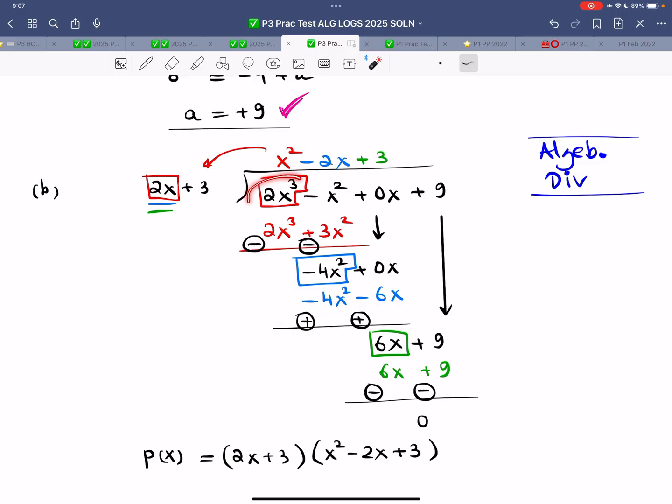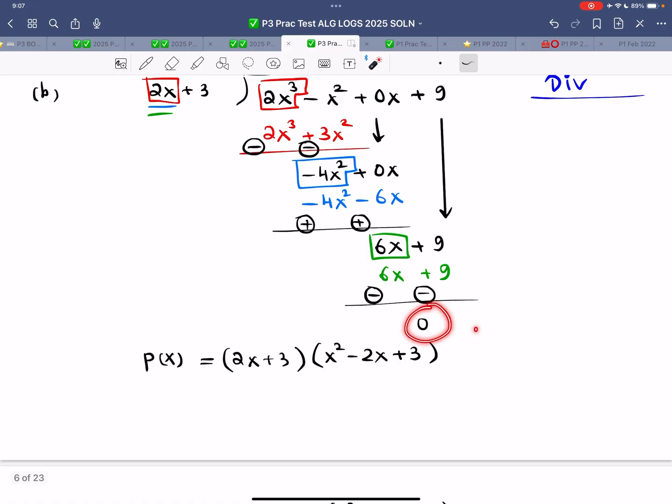So now over here, 2x cube over 2x, that is x square. And then x square is multiplied with 2x plus 3. We get these terms, we change the sign and add. We get -4x square, pull this down. Repeat the same process. That's the same thing as we have done in our classes, on campus classes. Everything is explained over there. So now negative 4x square over 2x, that's negative 2x. Repeat the process, pull one more term down, and in the end you should get a 0.